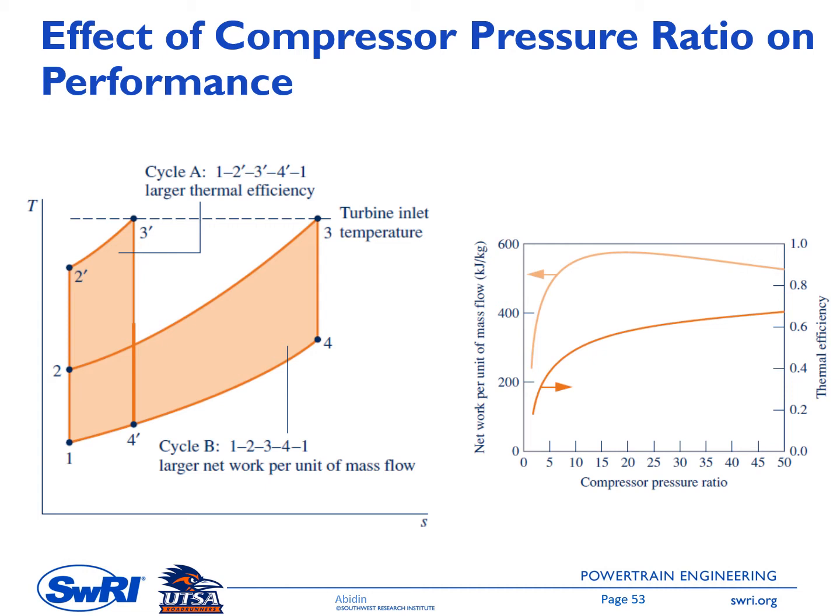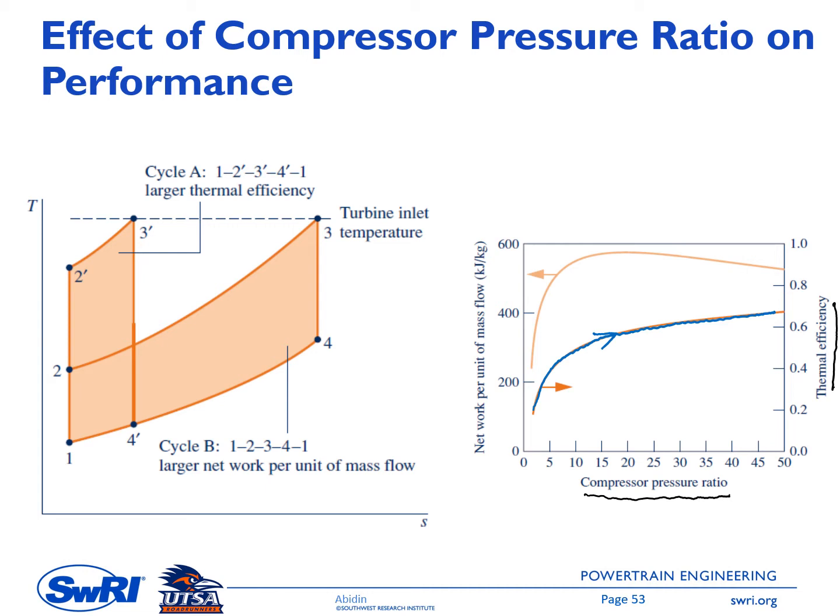The effect of compressor pressure ratio on the thermal efficiency is shown in this right figure. The horizontal parameter here is the compressor pressure ratio, and this one is the thermal efficiency. And the line showing the relationship of the pressure ratio to the thermal efficiency is this line. So as you can see, as the compressor pressure ratio increases, the thermal efficiency increases as well. So if we want to maximize the thermal efficiency, we need to maximize the compressor pressure ratio.